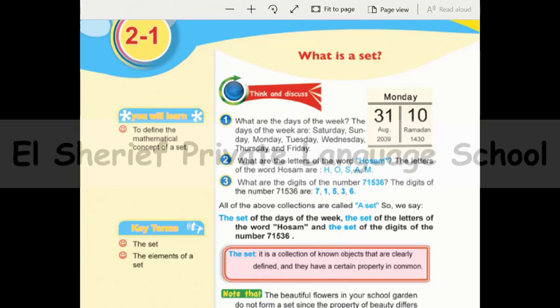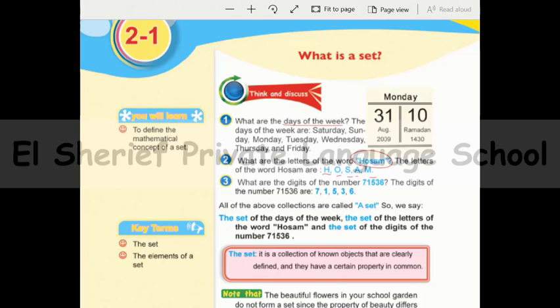Our lesson today: what is a set? Unit 2, lesson 1. First, what are the days of the week? We know that everyone says Saturday, Sunday, Monday, Tuesday, and so on. If we ask anyone what the letters of the word Hosam are, they say H-O-S-A-M.